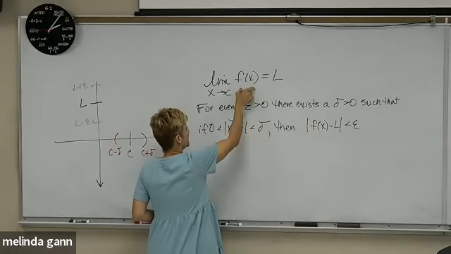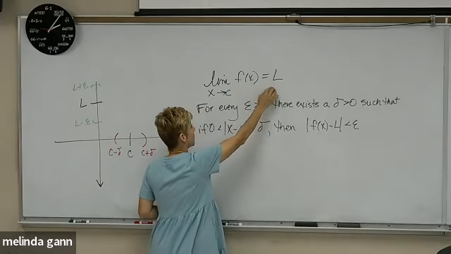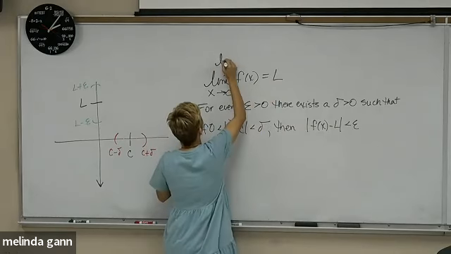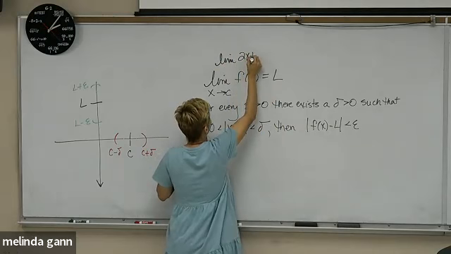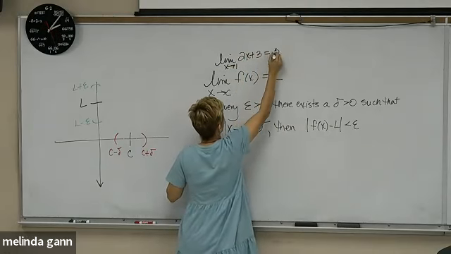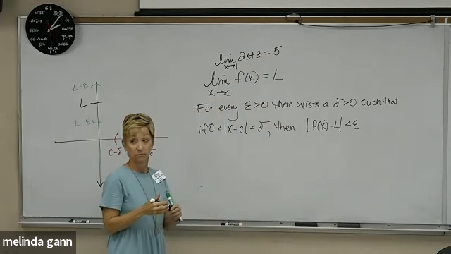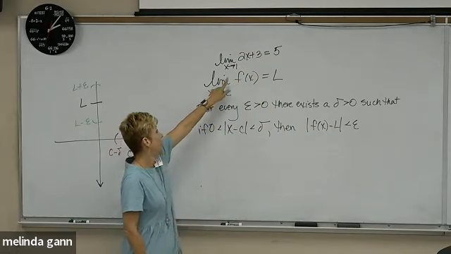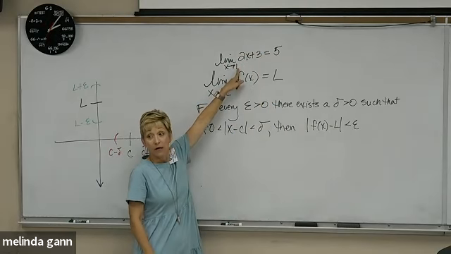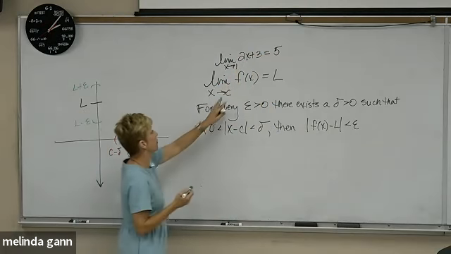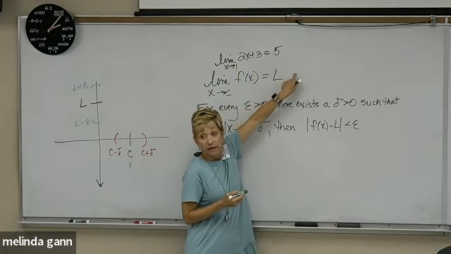For this limit to exist and be a number, like you were saying, if you had the limit of 2x plus 3 as x approaches 1, and you thought that's 5 because you did a table, then here's what you're saying. What's your x going to be? Your x is going to be 1. What's your L going to be? Your L is 5.